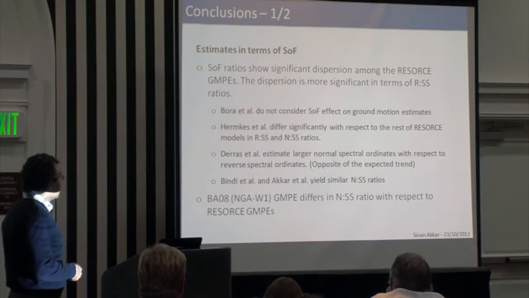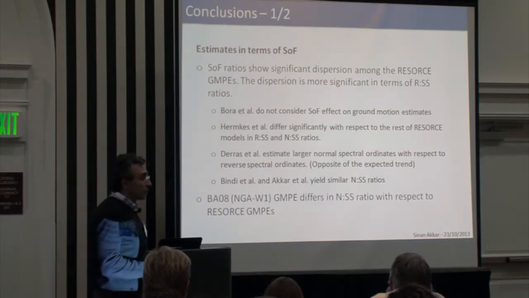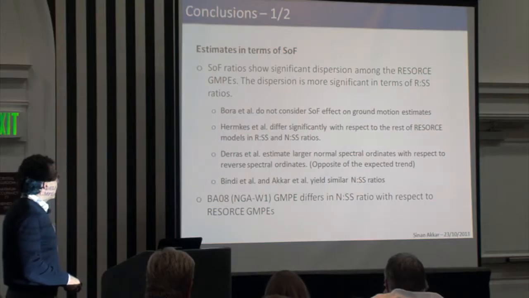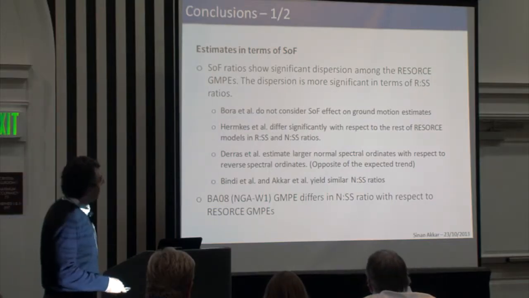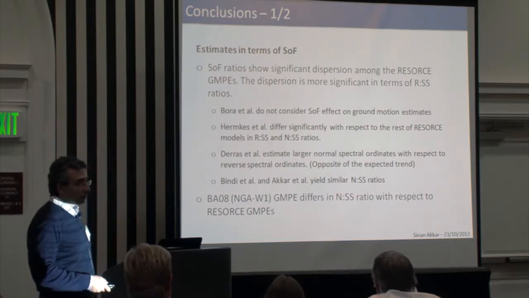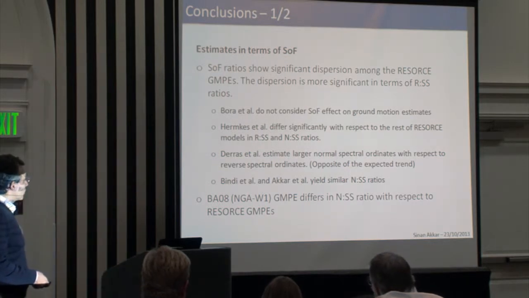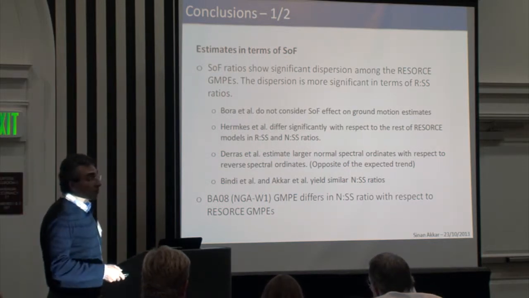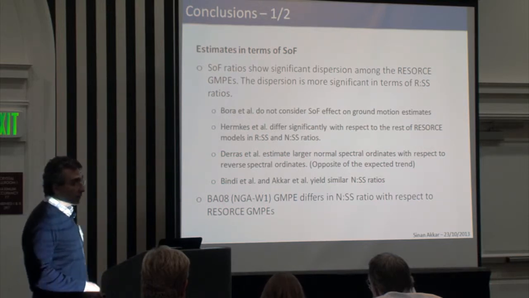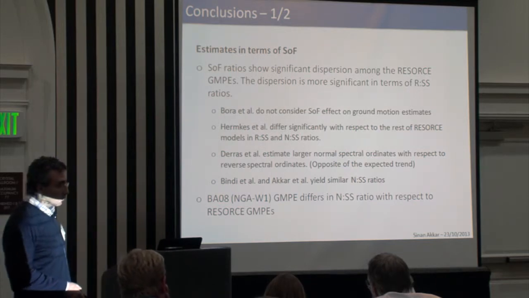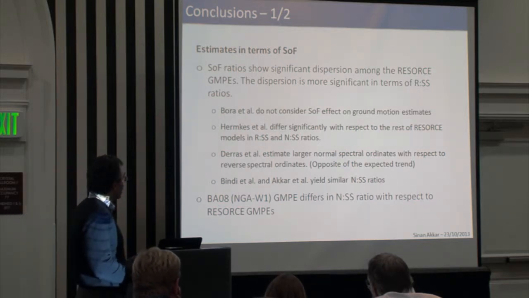Estimates in terms of style of faulting. We're using the same data bank, but we're sort of gathering different subsets from that data bank. And we still observe significant style of faulting differences. There is a significant dispersion among the RESORCE GMPs. And the dispersion is more significant in reverse to strike slip ratios. And this is because we do not have too many reverse events in our databases.